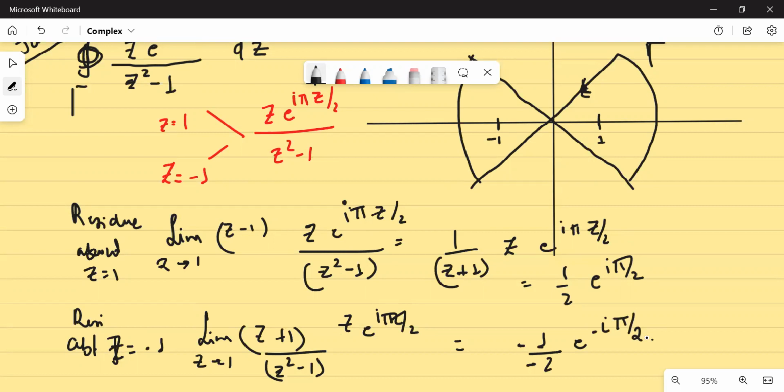ये चीज समझ में आई, ऊपर से चली गई. Understand my point that iota pi by 2 is 1. So this is 1 by 2. And again, I think e की power minus iota pi by 2 is, I think, minus 1.